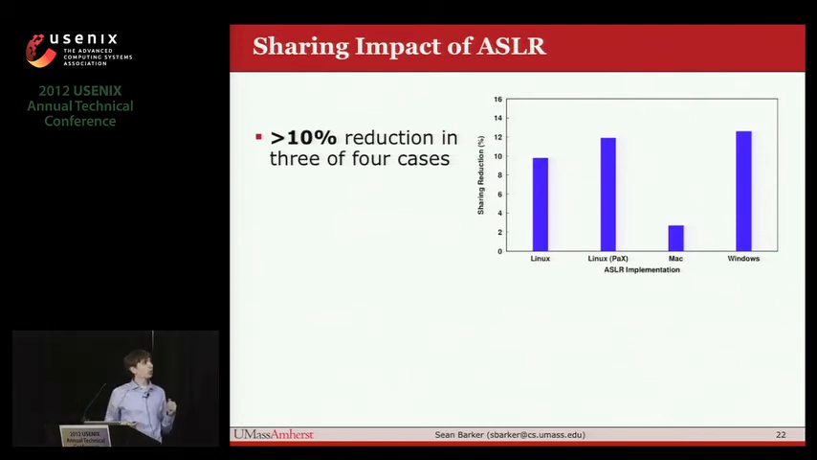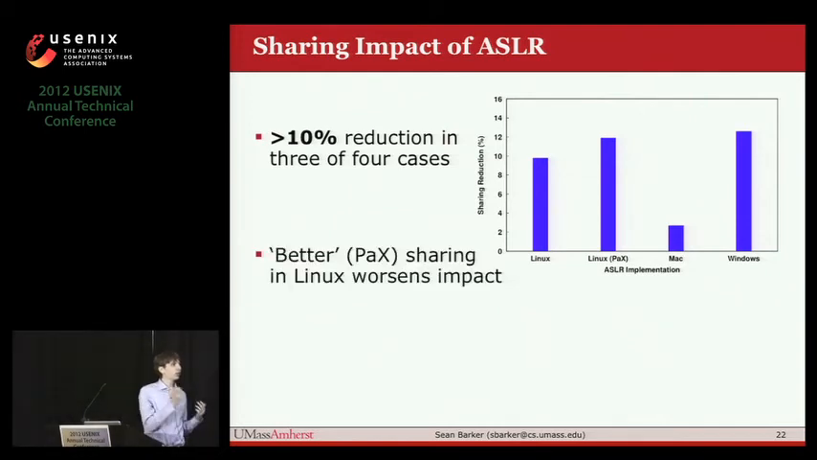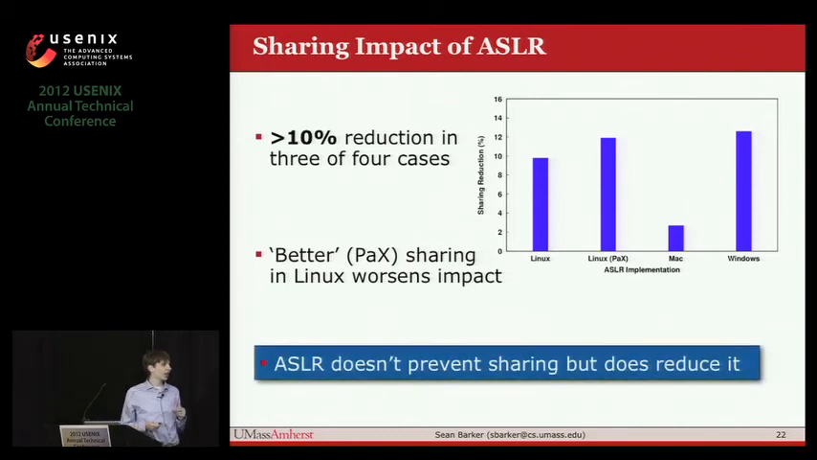And another interesting thing we saw was that when we moved from the mainline Linux implementation to the improved Linux implementation, the impact on sharing got a little bit worse. So that is another good example of how we might be doing something we consider good. We're improving our security, but in this particular case, it also has a slight negative impact on our ability to share memory. So bottom line here, we're seeing that ASLR certainly doesn't prevent us from doing this memory sharing, but does reduce the potential we can get from it.